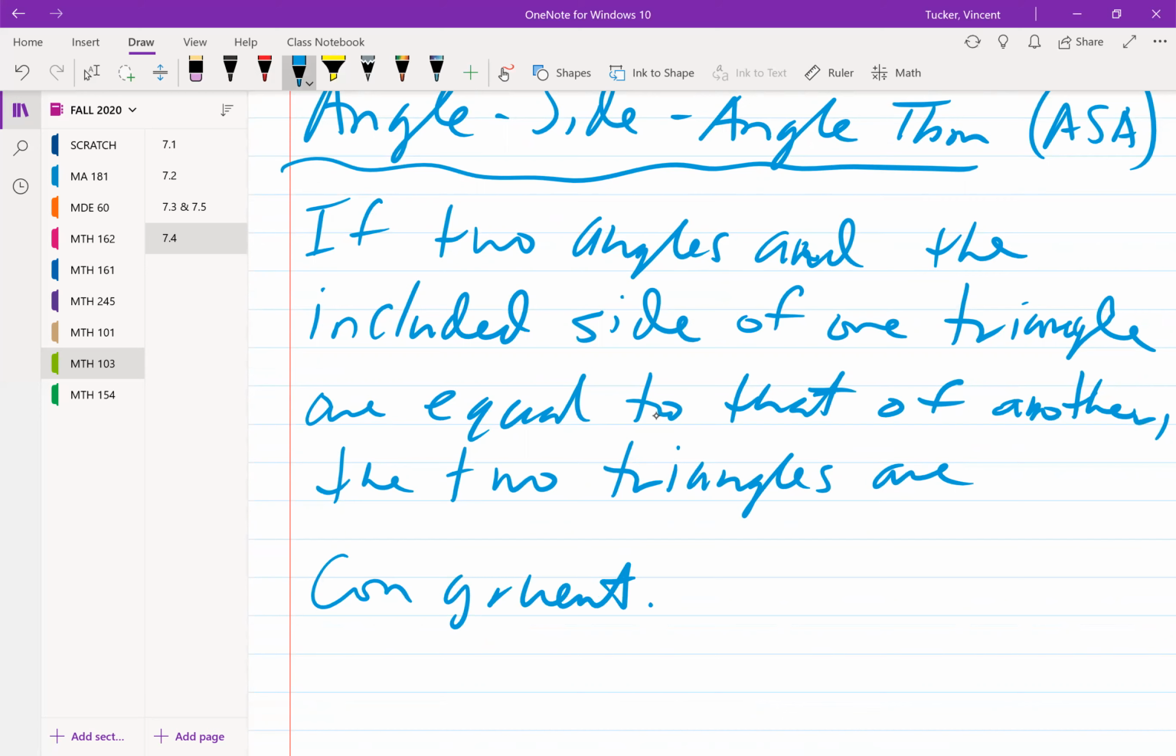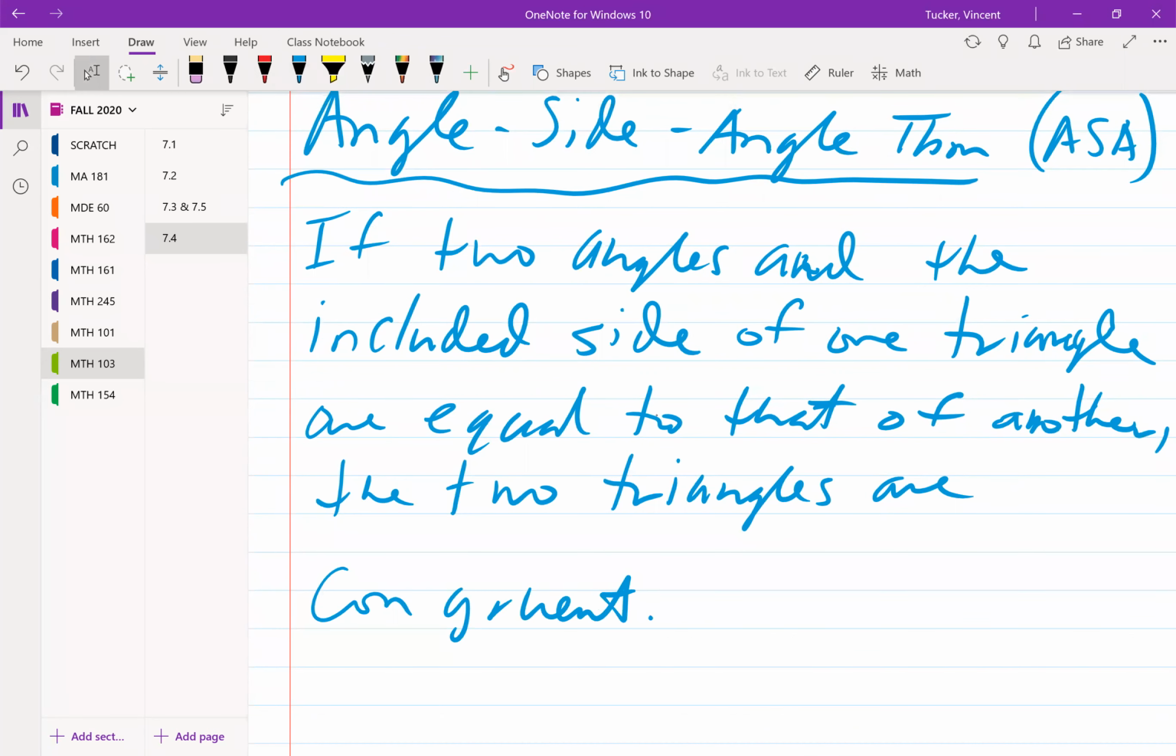And then the last theorem, I should say, angle side angle. If two angles and the included side of one triangle are equal to that of another, the two triangles are congruent. So it says two angles and the included side. So talking about this angle, this side, and this angle. So two angles and the included side.